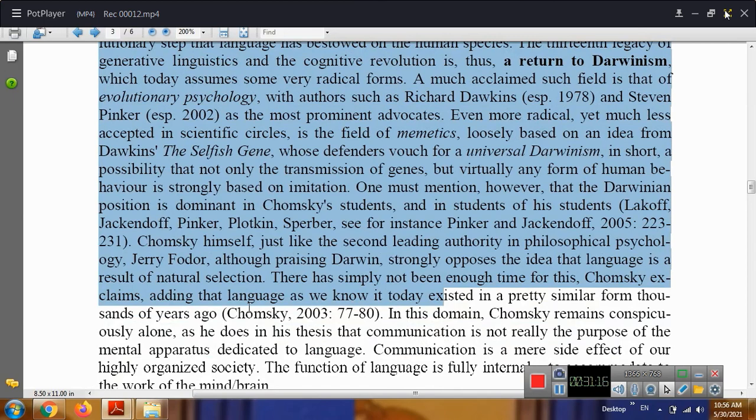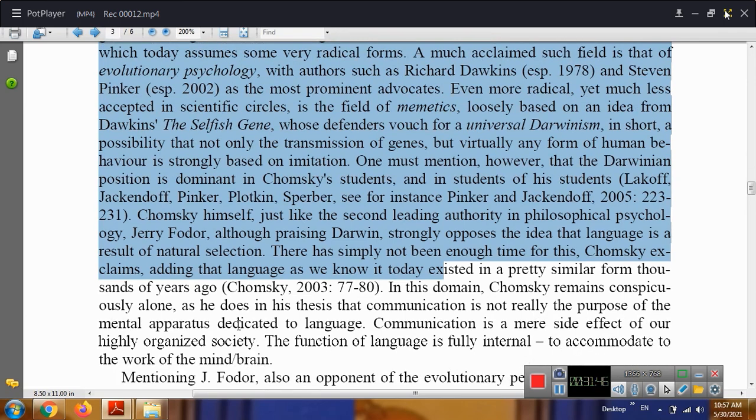There has simply not been enough time for this, Chomsky exclaimed, adding that language as we know it today existed in a pretty similar form thousands of years ago. And in this Chomsky remained conspicuously alone, as he does in his thesis that communication is not really the purpose of the mental apparatus dedicated to language. Communication is a mere side effect of our highly organized society. The function of language is fully internal, to accommodate the work of the mind and brain.